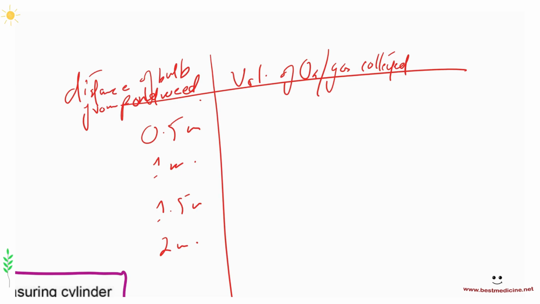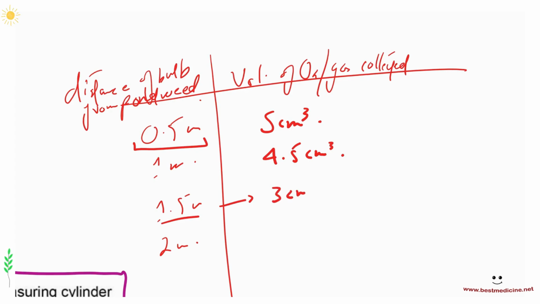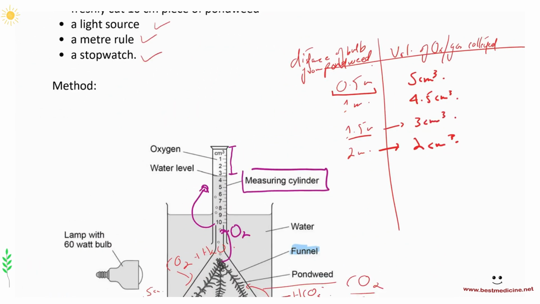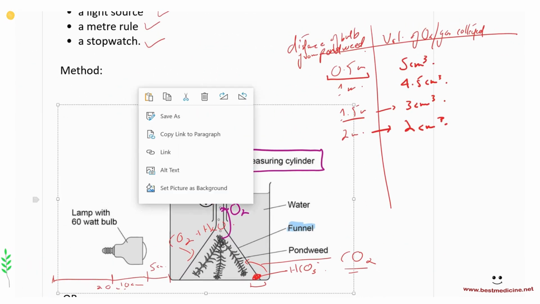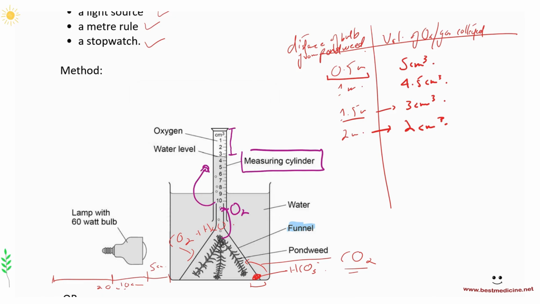The closer it is, of course, the greater the light intensity. So you'll have something like maybe 5 cm cubed, and then maybe 4.5 cm cubed, and then this one is probably 3 cm cubed. Now we get 2 cm cubed of gas. So the further away we go from the pond weed, the lesser the photosynthesis, the lesser the oxygen that is being collected. Okay? Very, very simple.